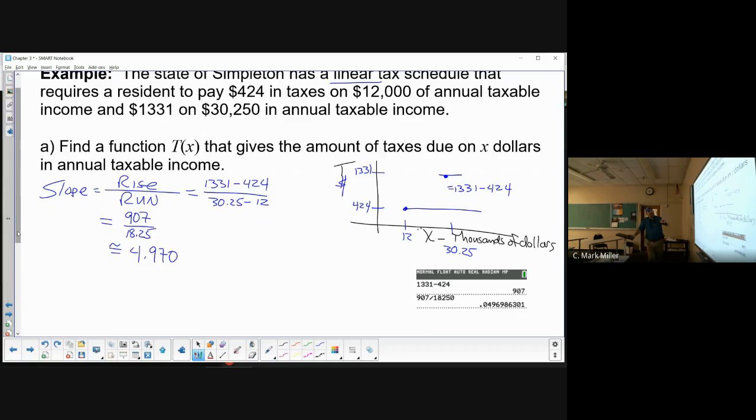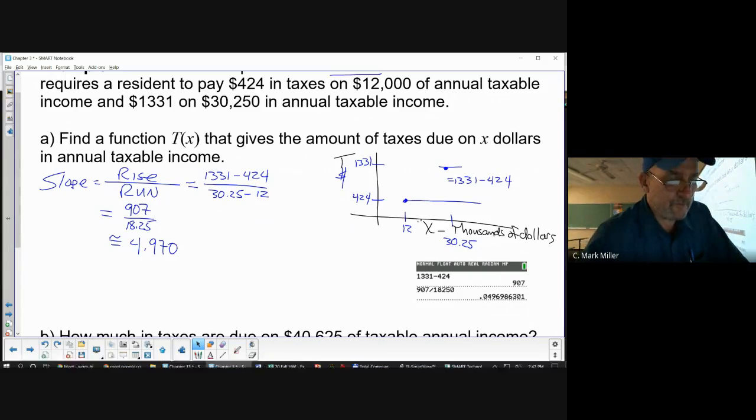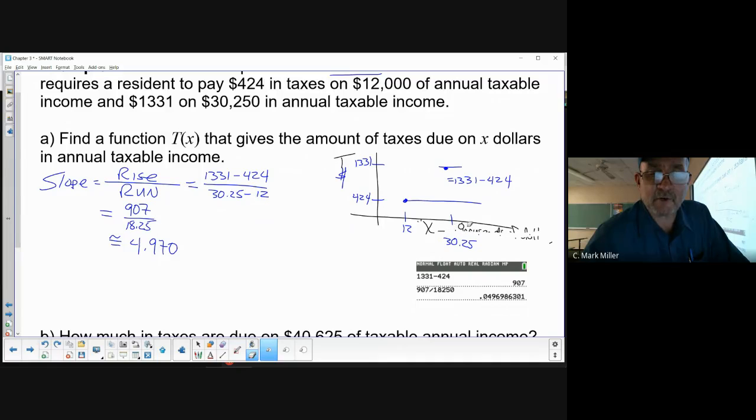Actually, the problem says x should be in dollars. I made x thousands of dollars. And so, you know what? I'm going to make these two the same. This is my bad. Sorry, guys. This is too confusing. We're not going to make x in thousands of dollars. We're going to just make x dollars, just like it says in the problem. I shouldn't have changed that.